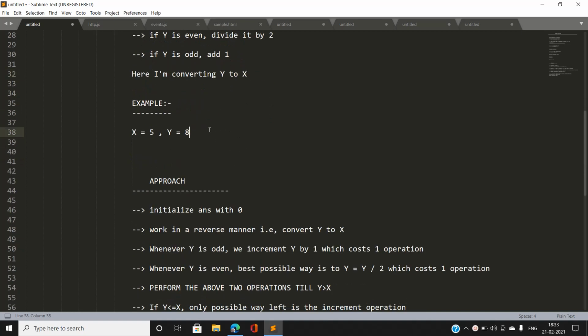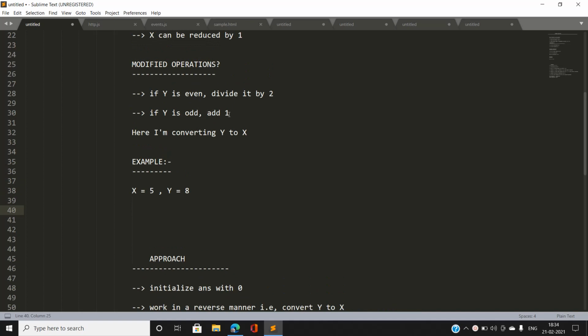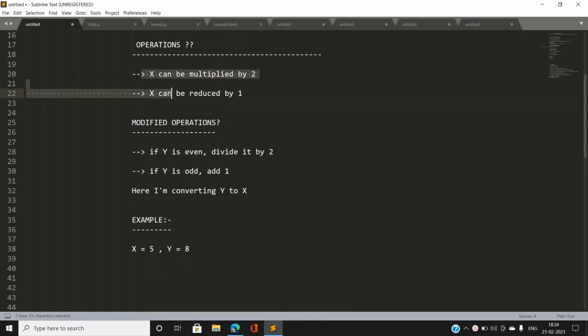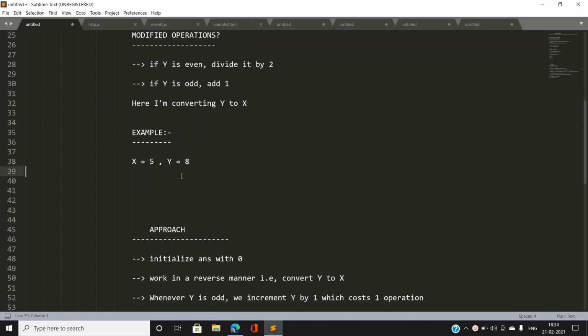So let's move on to some examples, and note that I am also discussing why I am going to do these two operations and why they are correct and actually equivalent to the original two operations. That is, when we are converting x to y, we can use these two operations, and when we are converting y to x, we can use these two modified operations. Both are actually equivalent. Okay, so let's discuss these two examples for better understanding of this problem.